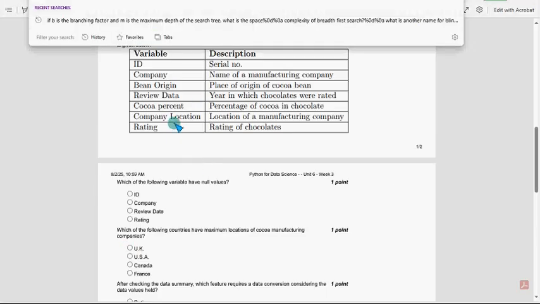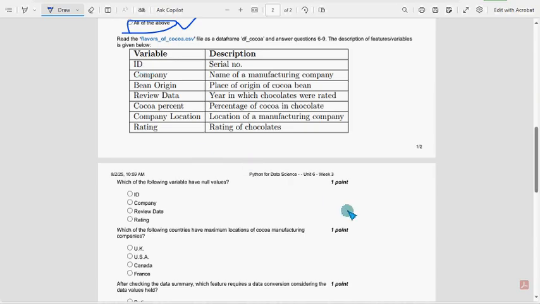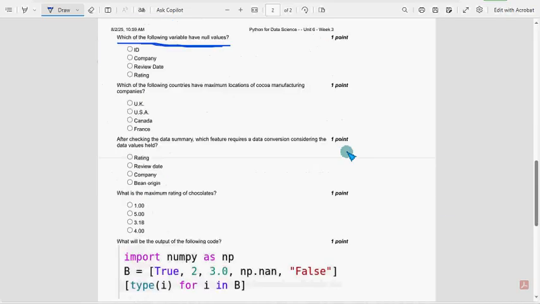So sixth question, guys. Which of the following variable have null values? So this is based on this data set from question 6 to 9, flavors of cocoa.csv. We have gone through this data set as well, so based on that they are asking, which of the following variable have null values? So for the sixth question, second option guys, company is the probable solution.